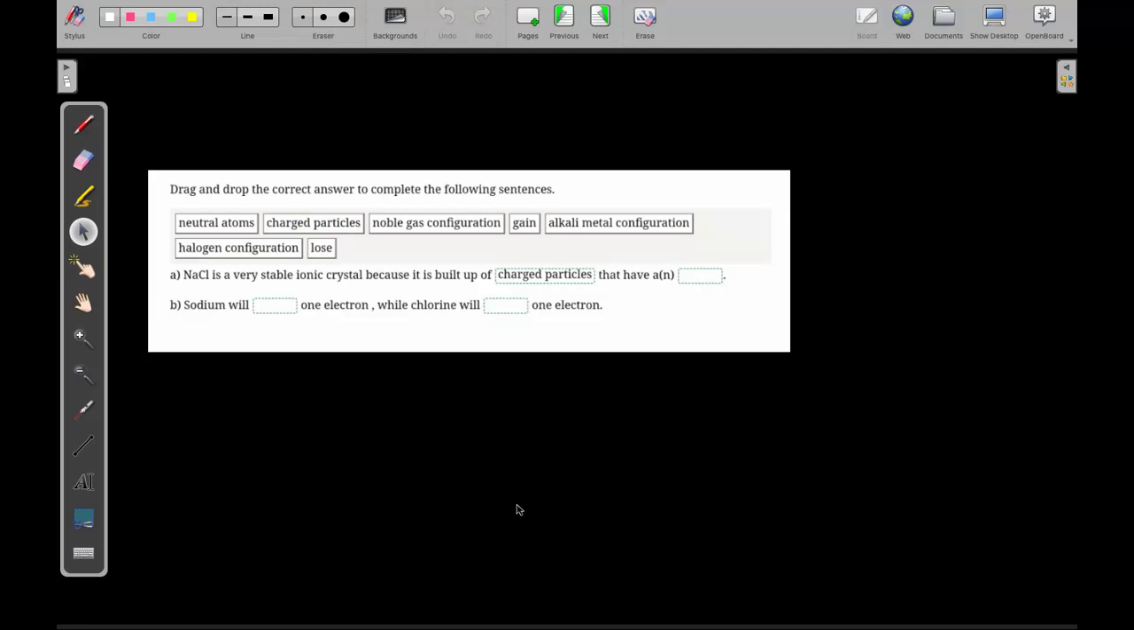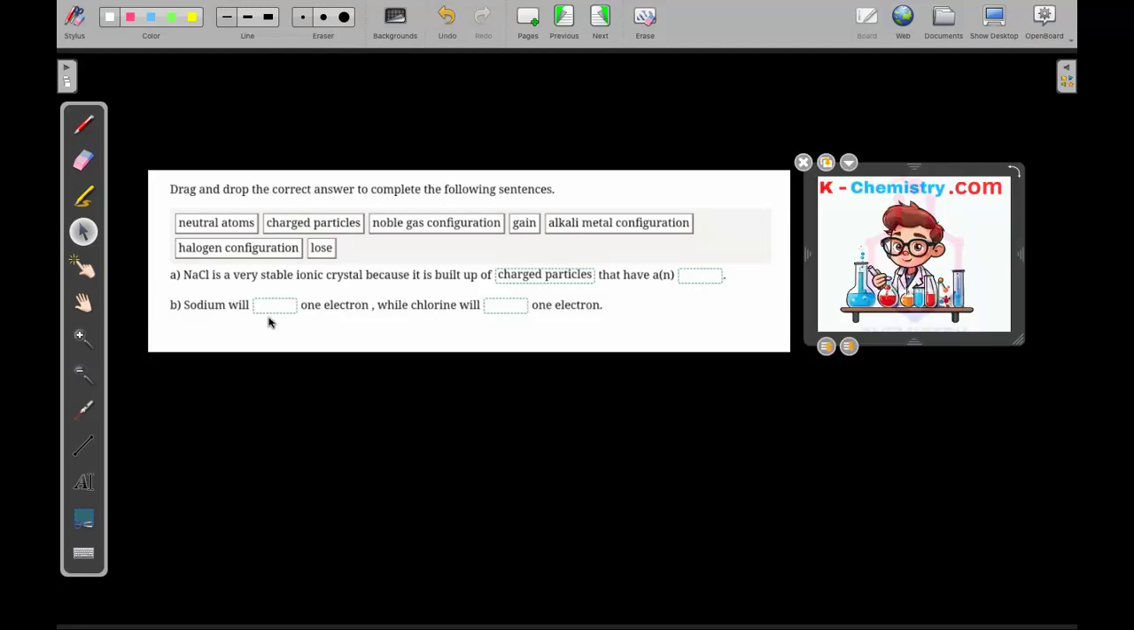So now we can do the rest of our quiz. This one: sodium chloride is a very stable ionic crystal because it is built of charged particles that have what? That have the electronic configuration of the noble gas. So the noble gas electronic configuration is what we need to say here.